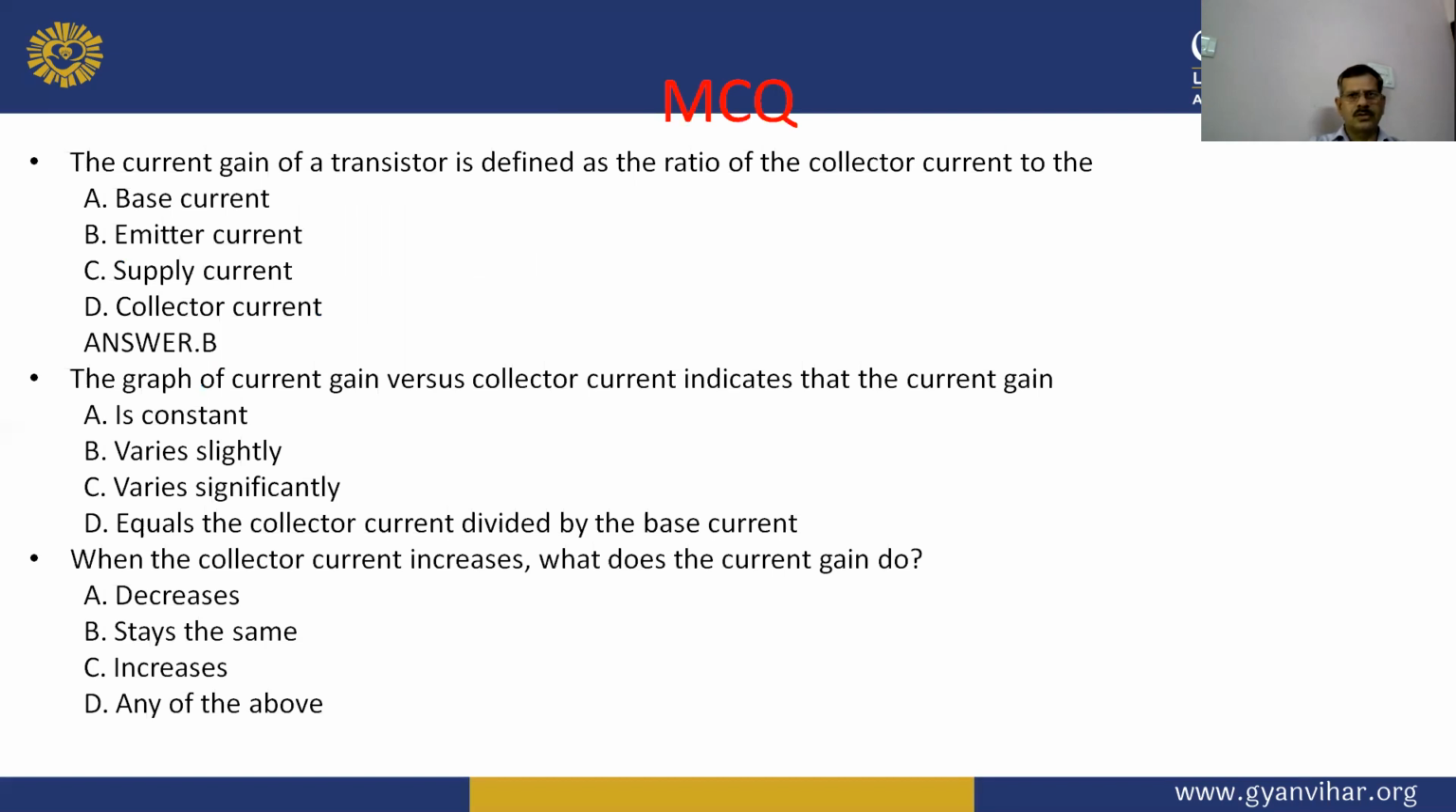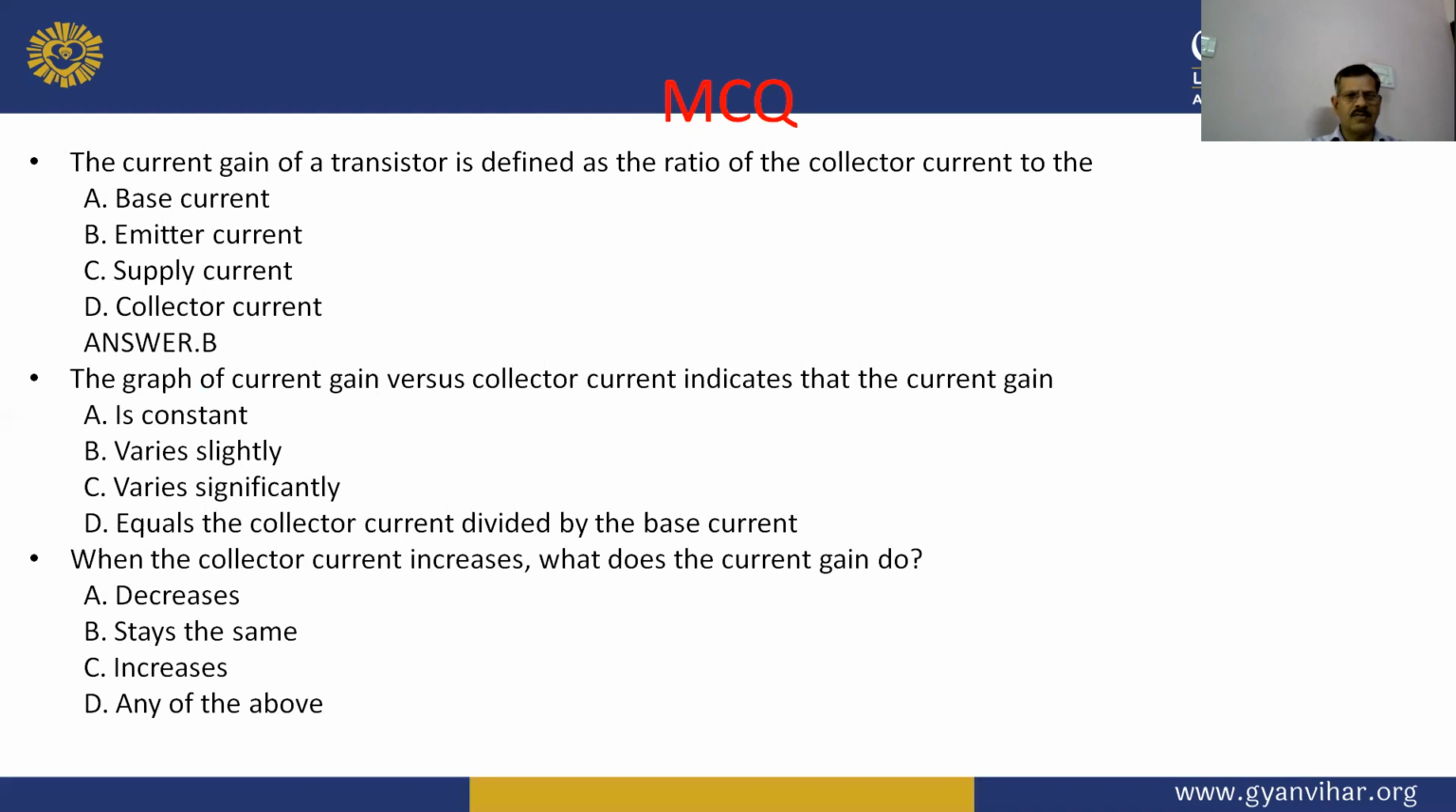And there are also some multiple choice questions, which we will now discuss. The first question: the current gain of a transistor is defined as the ratio of the collector current to the: option A, base current; option B, emitter current; option C, supply voltage; option D, collector current. The correct answer is option B. The current gain is the ratio of the collector current to the emitter current. So the correct answer is B.